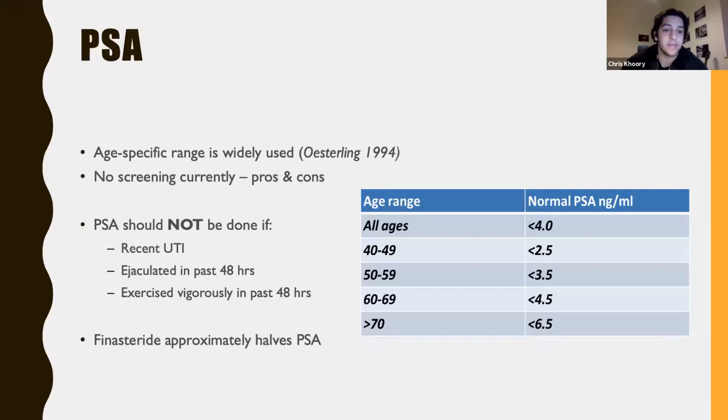There are some circumstances where PSA should not be done. This includes if they've had a recent UTI, if they've ejaculated in the past 48 hours, or if they've exercised vigorously in the past 48 hours. And it's also worth noting that finasteride approximately halves the PSA. So this can cause a falsely low PSA.